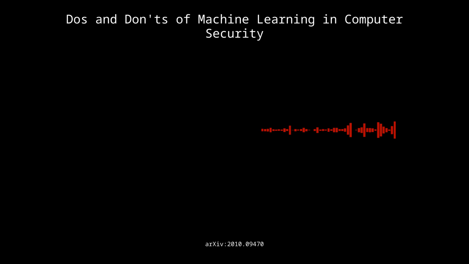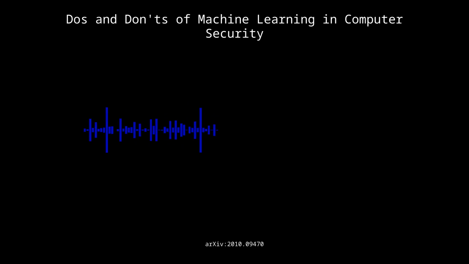Exactly. So give me a security example of this. Network intrusion detection is a great one. Researchers often test these systems using really simplified data that doesn't actually reflect the complexity of real network traffic. So it passes the test in the lab, but it might not work in a real network. Exactly. It's like testing a self-driving car on a track with no other cars and then expecting it to handle rush hour traffic. It's not going to end well.